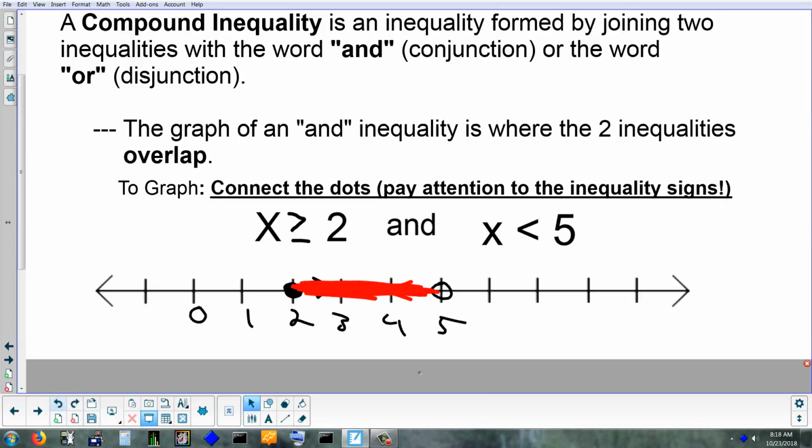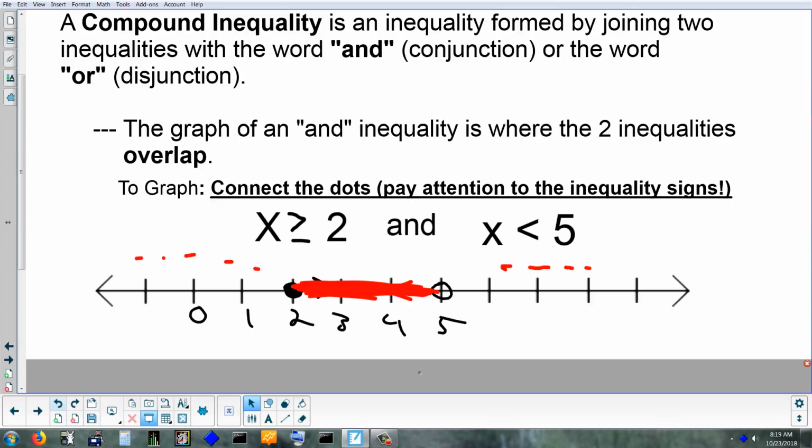Does everyone see why that's the overlap? Because the black arrow went right, the red arrow went left. They both were in this section. If you go outside the circles, it doesn't work. The red arrow was never in that section, and the black arrow never went in that section. Okay, only shade where they both are.